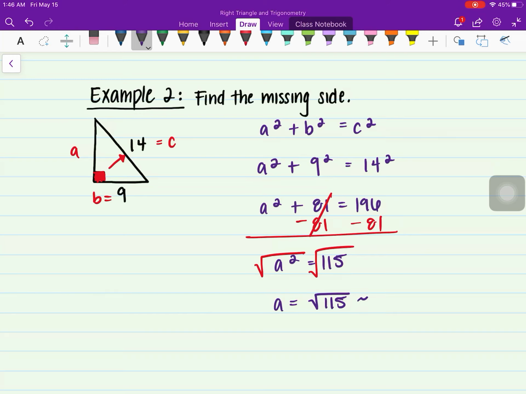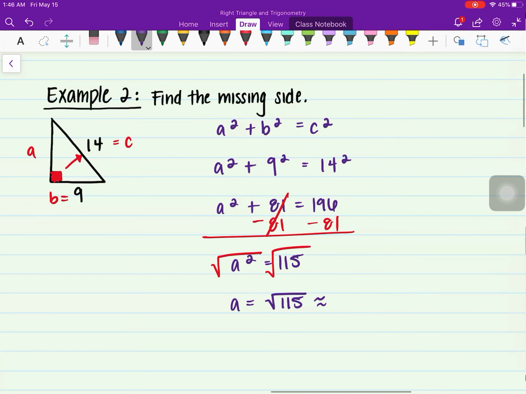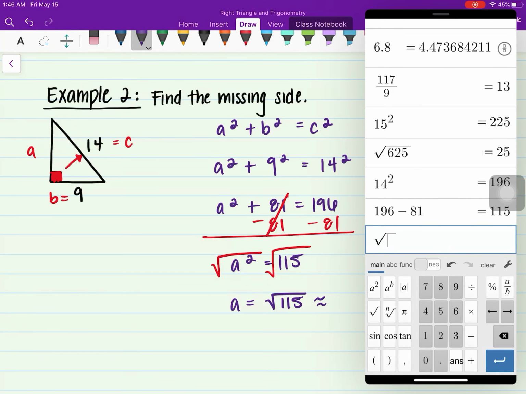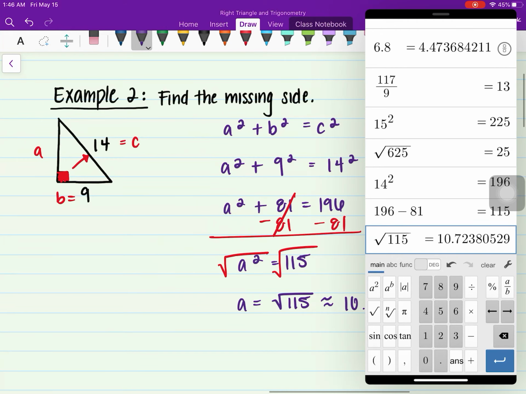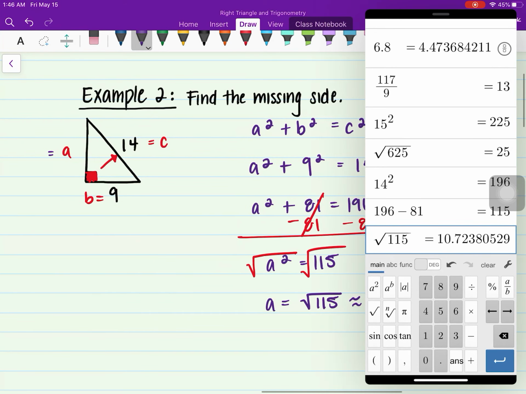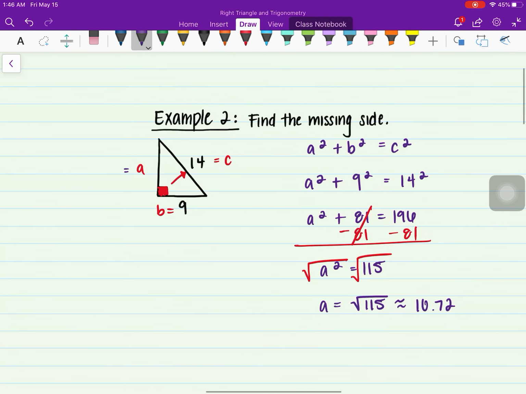If you want something that's more exact, or if they're asking for decimals, we can go ahead and do an approximation. So I could go ahead and do square root of 115, which is going to be 10.72 if you want to go ahead and round to 2 decimal places. 10.72. And this here would be our final answer. So this is 10.72.